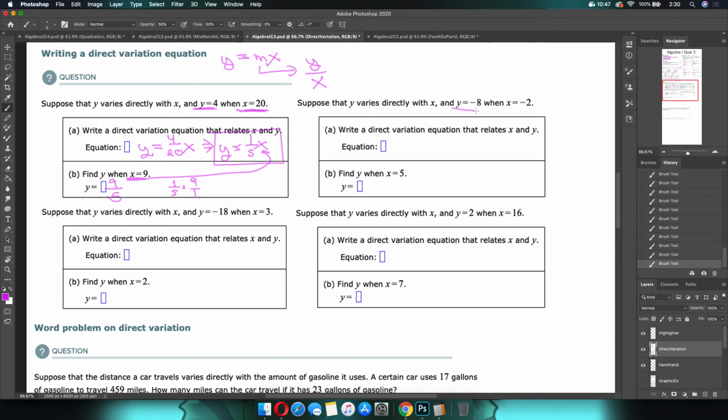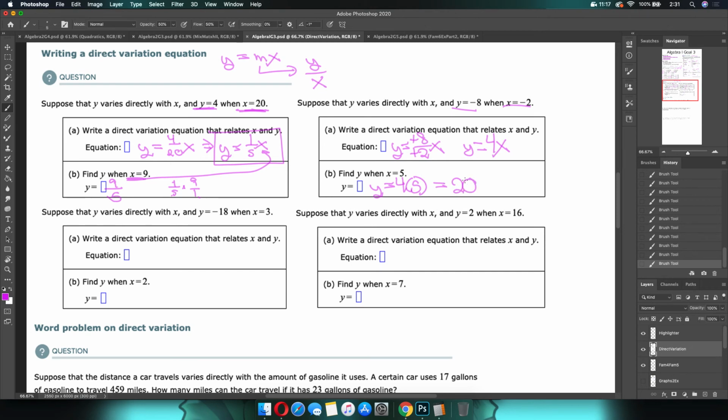Next one, we're told our y, we're told our x. So y equals -8 over -2 x. Simplify. Double negative is a positive. 8 divided by 2 is, in fact, 4, so y equals 4x. Okay, now we're going to plug it in for when x is 5. So y equals 4 times 5. What is our answer going to be over here? 20. So far, so good.